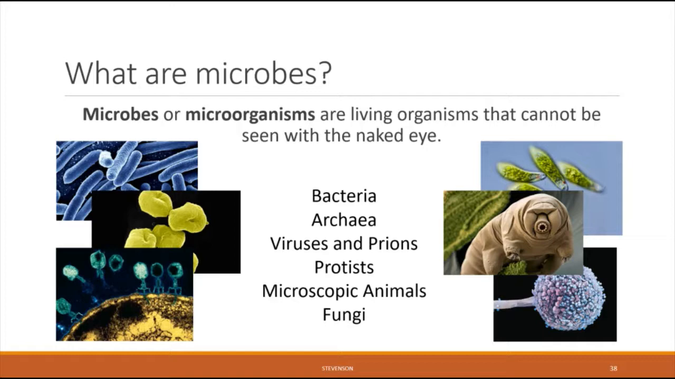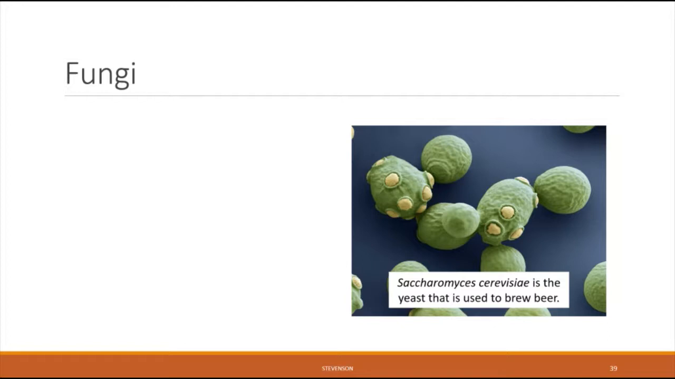So, what are the general characteristics of fungi? Well, they are one of the eukaryotic types of organisms. They can be either single cellular or multicellular. Some species of fungi are composed of just a single cell. For example, this guy right here is Saccharomyces cerevisiae, which is the type of yeast that is used to both brew beer and bake bread. So this is a single cell type of fungus.